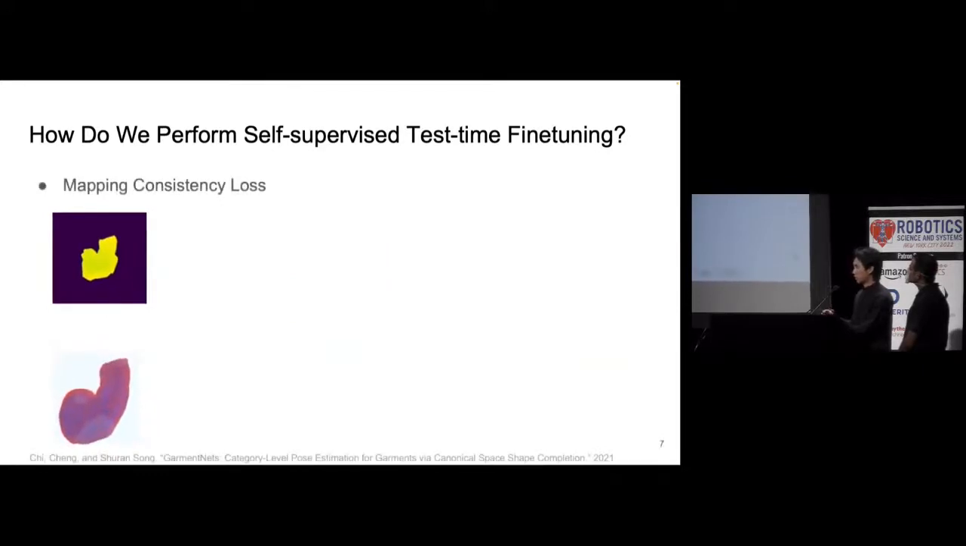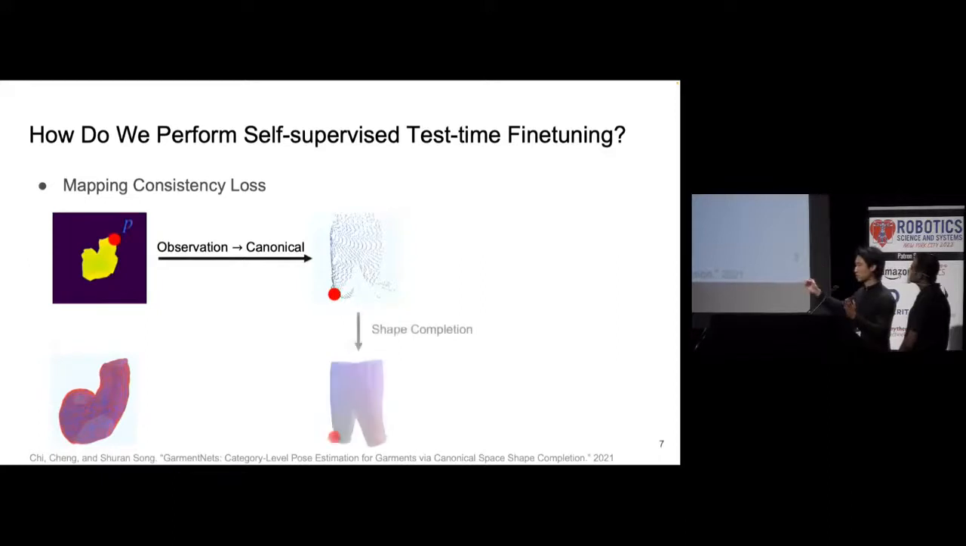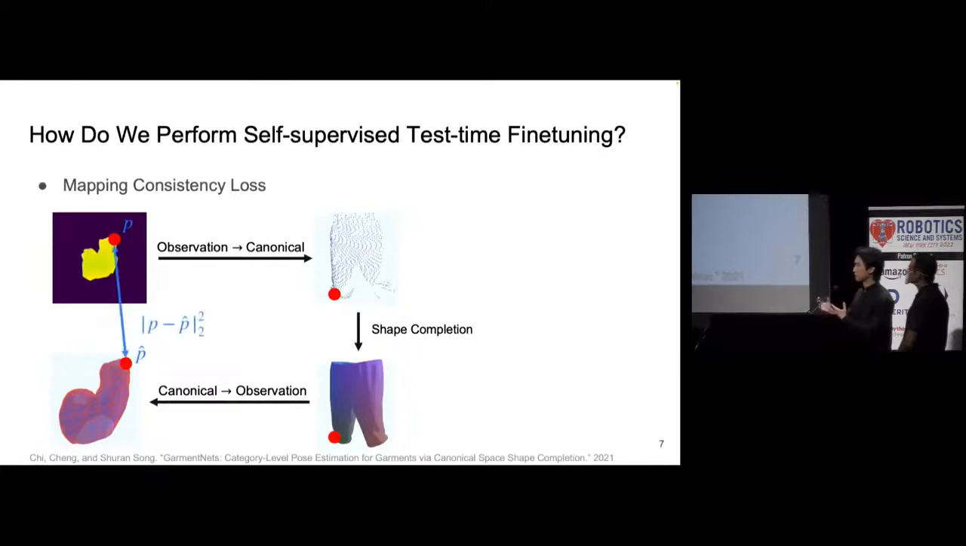And the second loss we deploy is called mapping consistency loss. Our deep reconstruction model is built on GarmentNets, which reconstructs the cloth in 3 steps. For each point on the 3D observation, we first map it from observation space to canonical space. Then we complete the shape in the canonical space and map it back to the observation space. By tracking each point throughout this procedure, we enforce a consistency between these two-way mappings. Both losses are optimized by gradient descent.